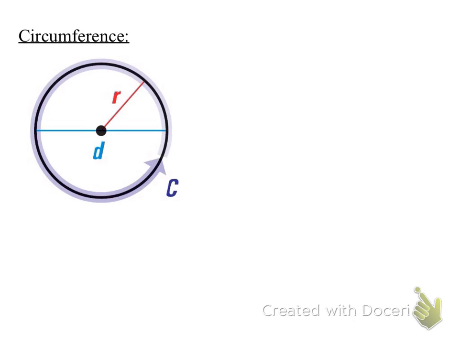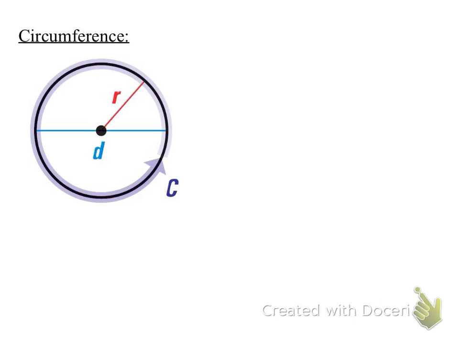Circumference. If we're going to talk about circumference, we should probably know what it is. Circumference is the distance around the circle. You can see it here with this little arrow. It is the distance around the entire circle, almost like the perimeter of a circle, which is what a lot of students tend to think of.